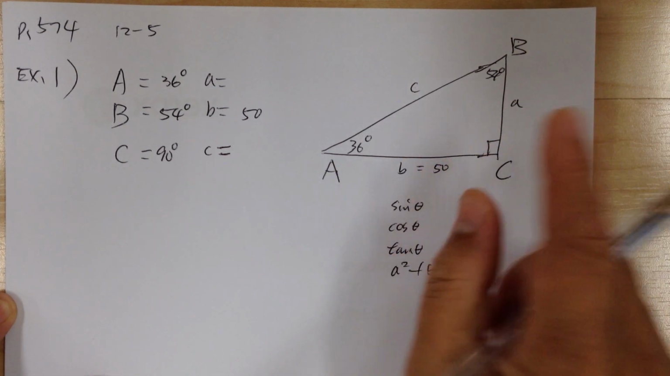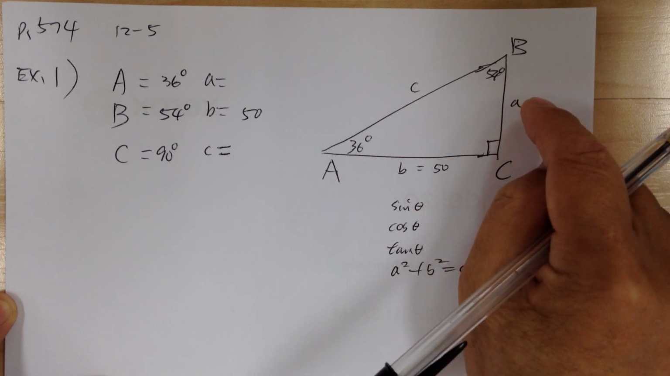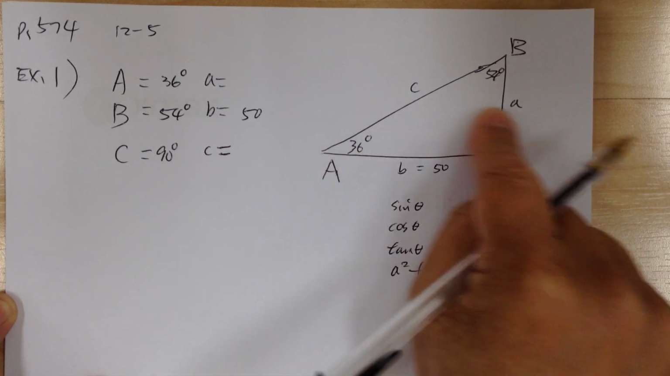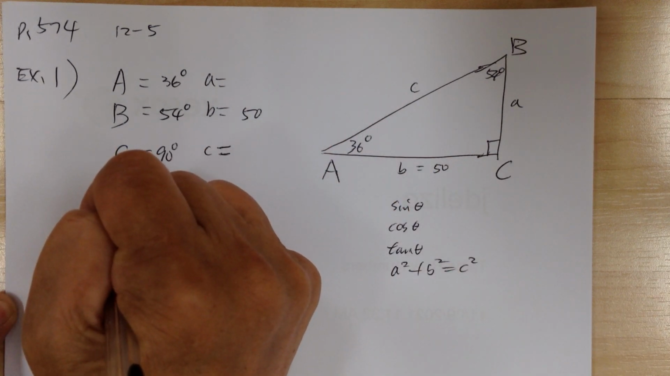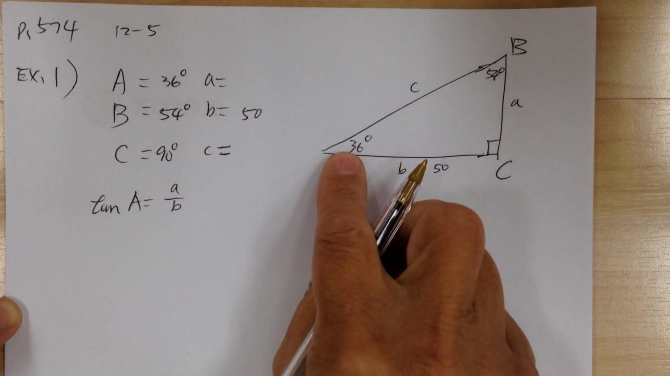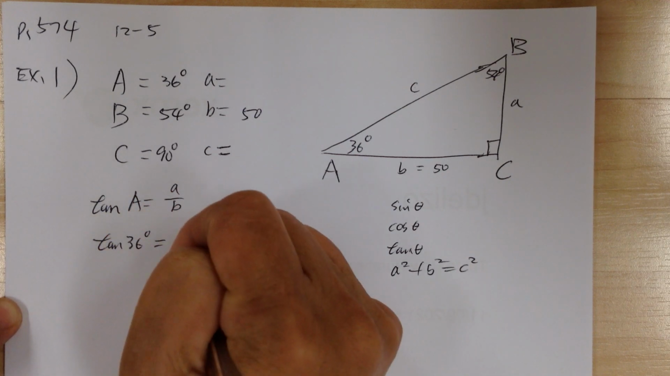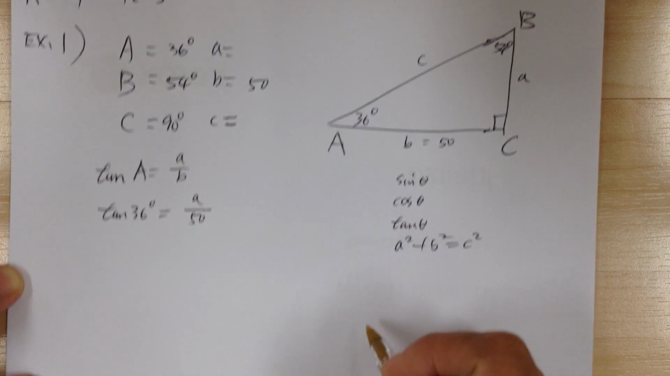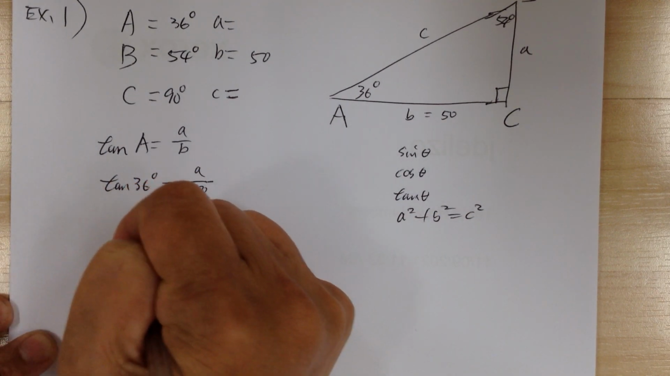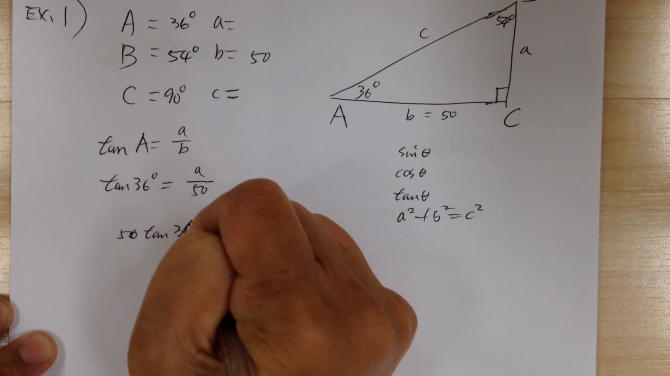Whenever you solve, you have to use the given and the one you're solving for. You're looking for a, and this is the given, so you have to know the relationship between these. This is your tangent. So tangent of A equals a over b. Tangent of 36 degrees equals a over 50. Then you cross multiply, so you get 50 tangent of 36 degrees equals a.